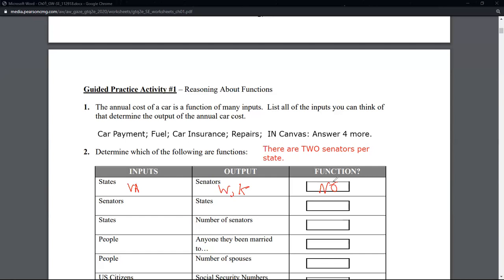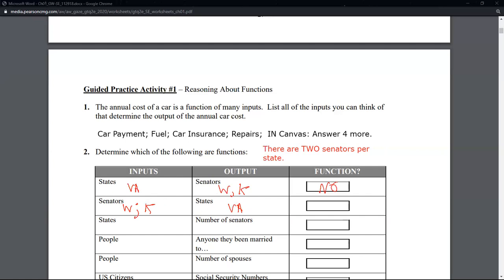Now, however, the senators being the input and the state being an output, so I could say one time I can just say, all right, let me plug in Warner. And then you could say, well, what state is he from? He's from Virginia. Then a second time, I can go and plug in Kaine. And when I plug in Kaine, you say, well, what state is he from? It's Virginia. So this is 2 inputs leading to the same output.